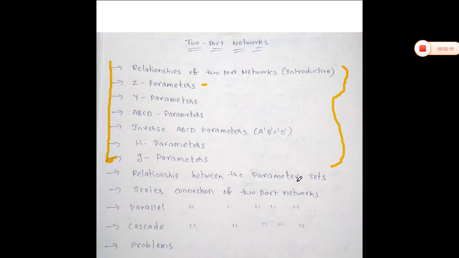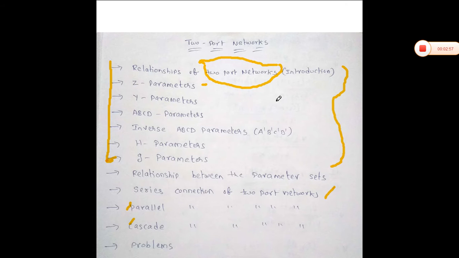Next, series connection of two-port networks, which means two-port networks are connected in series. In the same manner, parallel means two-port networks are connected in parallel. The last topic is cascade connection of two-port networks, which means two-port networks are connected in cascade. That is our syllabus according to JNTU Kakinada.